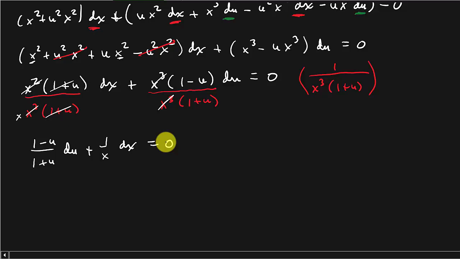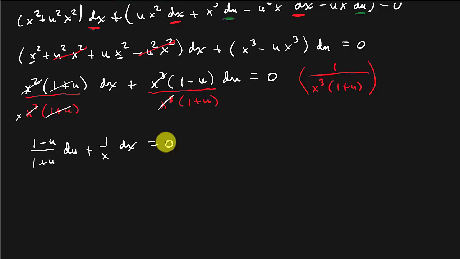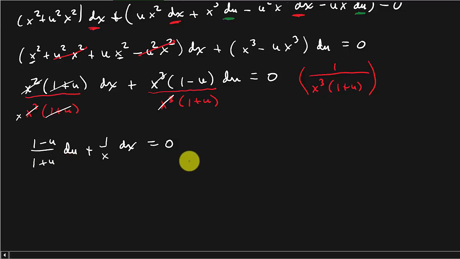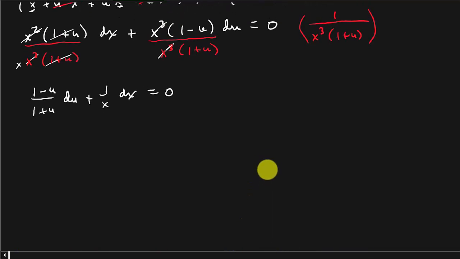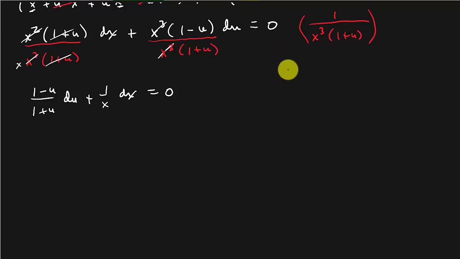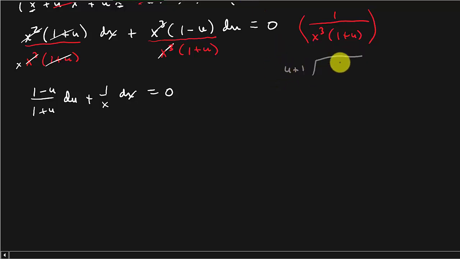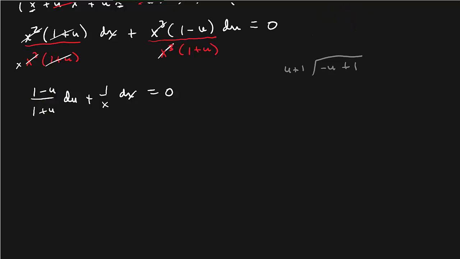All right, so now how do we need to go about solving this thing? Well, we can integrate each term, right? We can integrate each term. Let's come over here to the side, u plus 1, and then negative u plus 1. I'm going to do long division to make this easier to integrate.